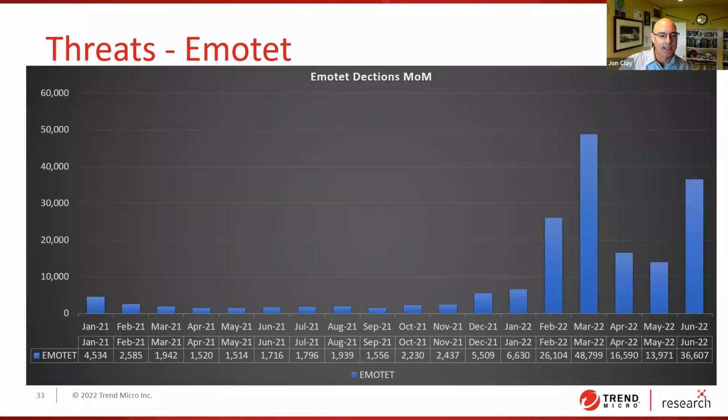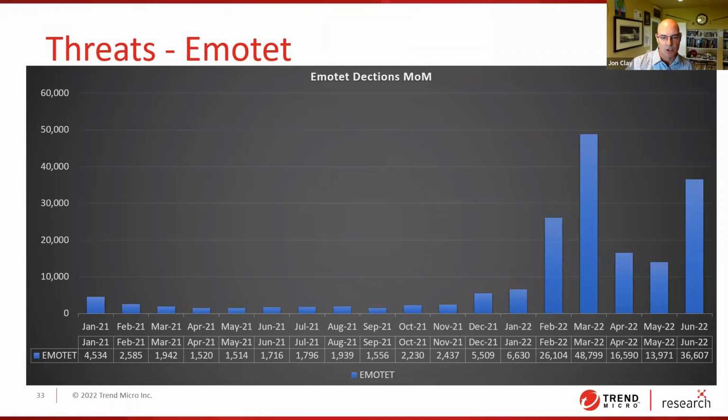But the reality, if you look at this, which is detections of Emotet month over month that we had, you can see certainly it did drop. In January of 21 on the left-hand side, it was maybe 5,000, but it dropped steadily till July of 21, and then kind of stayed steady there. And the low point was September in 2021, but then we started to see an increase.